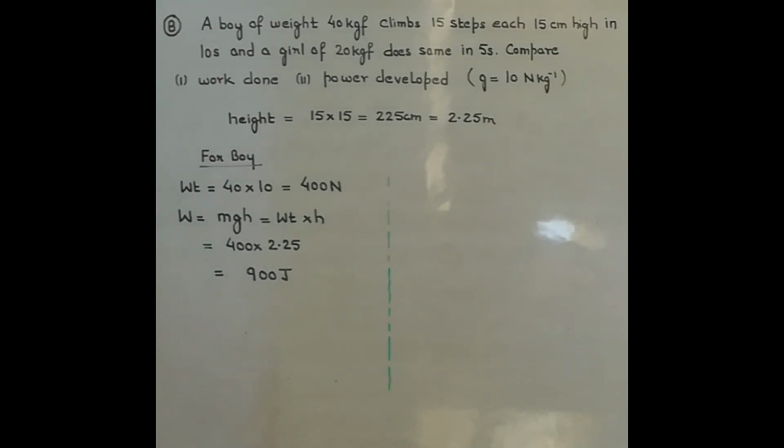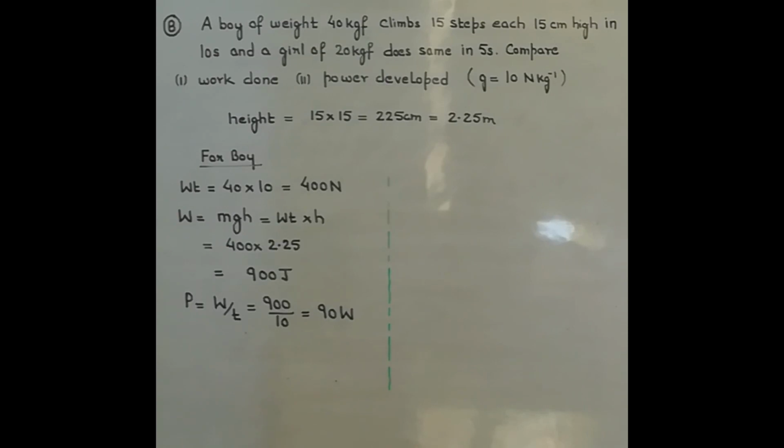Now let us calculate the power developed by him. Work upon time. Work is 900 and time here is 10 seconds. So the power developed by the boy is 90 watt.